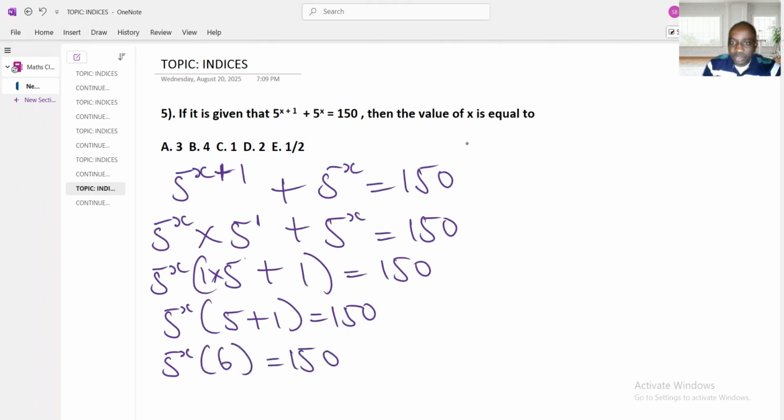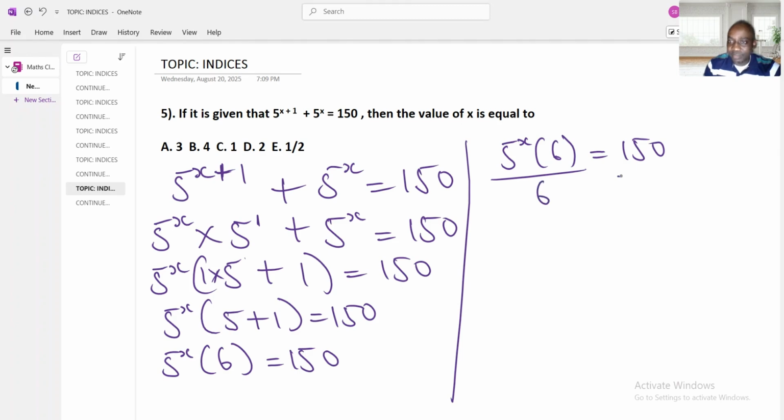6 times 5^x equals 150. Let me divide the page into 2. Therefore, what is the next thing we are going to do? We want to solve for the 5 raised to power x. Divide both sides by 6. 150 divided by 6. 5 raised to power x equals 150 divided by 6, which is going to give me 25. I have 25 here.